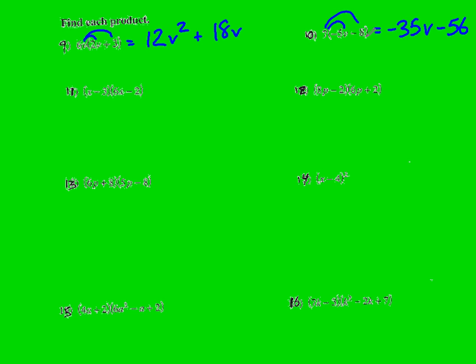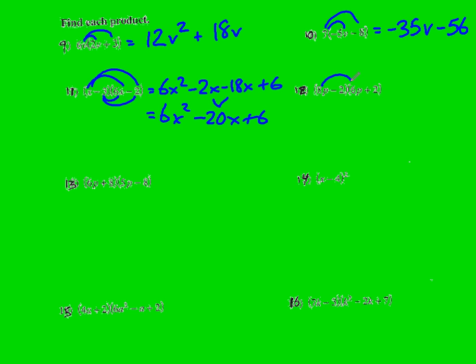The rest of these are FOILing: first, outer, inner, and last. When you multiply the first, x times 6x is 6x squared. The outside, x times -2, -2x. Inside, -3 times -6x is -18x, and then -3 times -2, +6. Now what you should always look for is like terms, normally in the middle term, so when you combine those, that becomes -20x, and the terms on the outside stay the same.